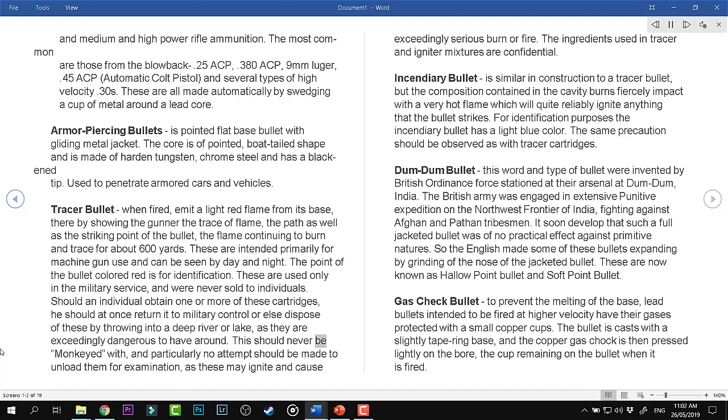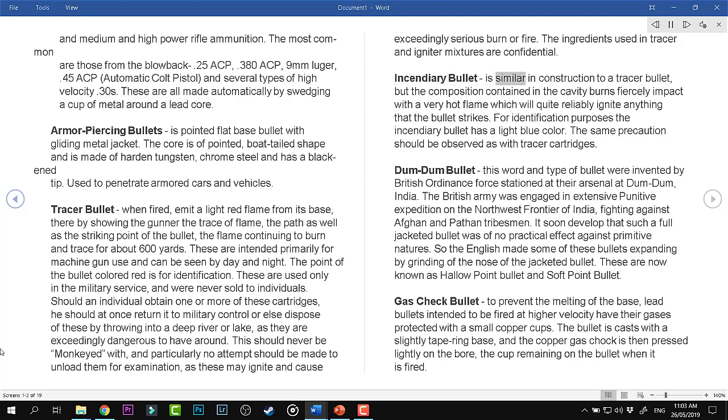This should never be monkeyed with, and particularly no attempt should be made to unload them for examination, as these may ignite and cause exceedingly serious burn or fire. The ingredients used in tracer and igniter mixtures are confidential.